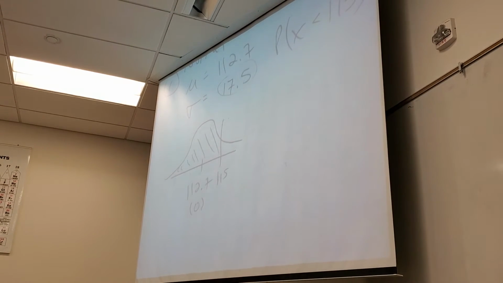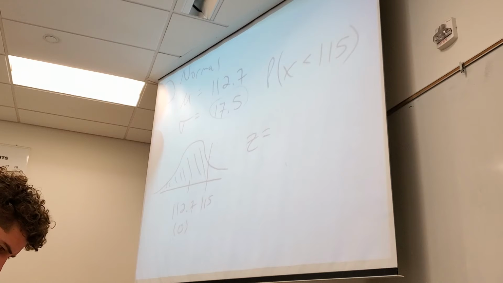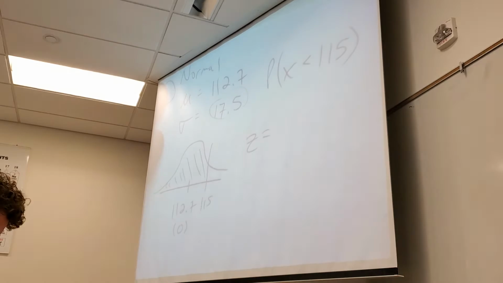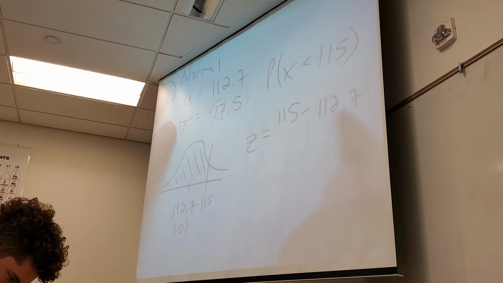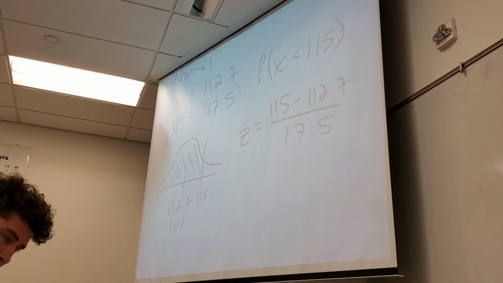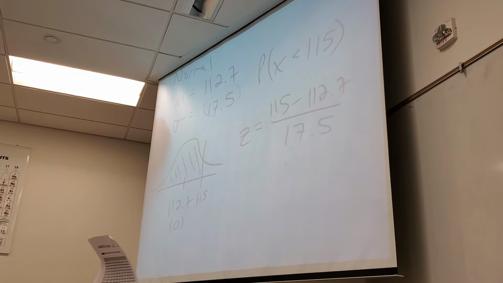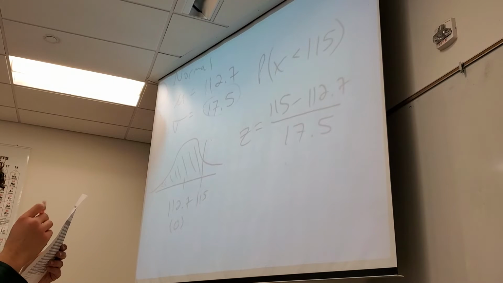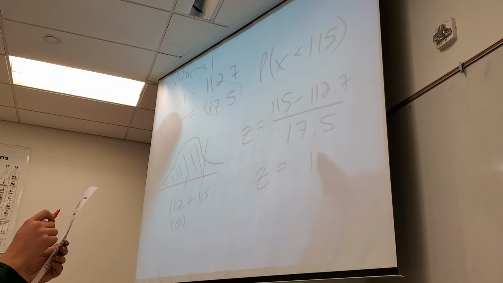So how do I change that 115 into a z-score? How do you change that 115 into a z-score? Yeah, 115 minus 112.7. So that's how far apart they are, but I need to turn that into a number of standard deviations, so I divide by 17.5. Oh, let's see, it's like around 0.1 maybe? 0.1314. 0.13? Yeah.